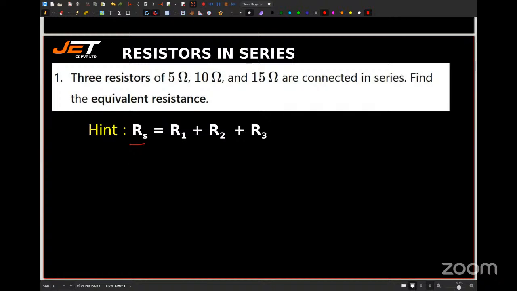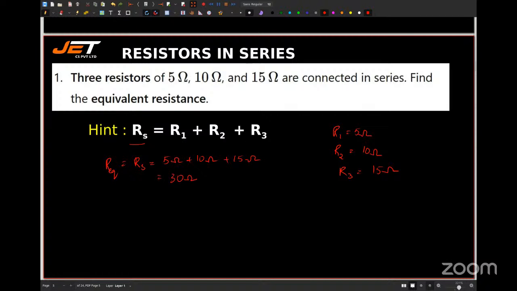Okay, now 30 ohms is correct. So here R1 is equal to how much? 5 ohms, R2 is equal to 10 ohms, and R3 is equal to 15 ohms, right? So R equivalent is equal to the total resistance in series, which is 5 ohms plus 10 ohms plus 15 ohms. That gives us 30 ohms, right? 30 ohms is the correct answer.